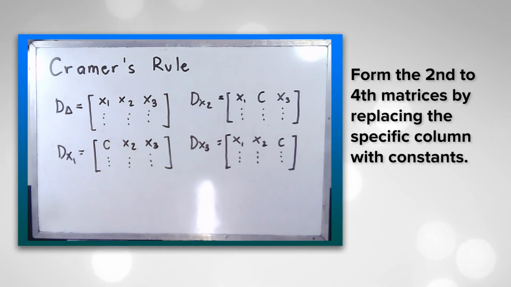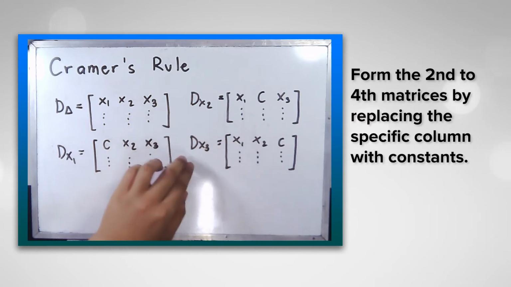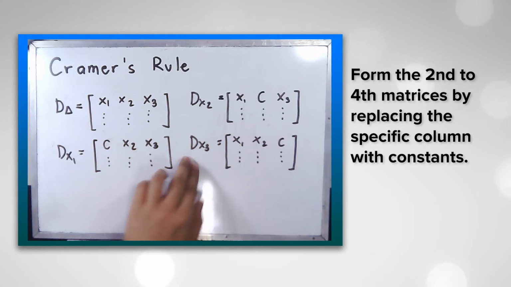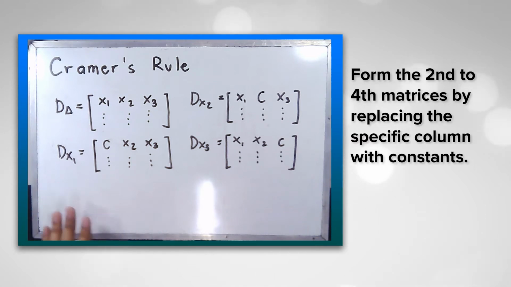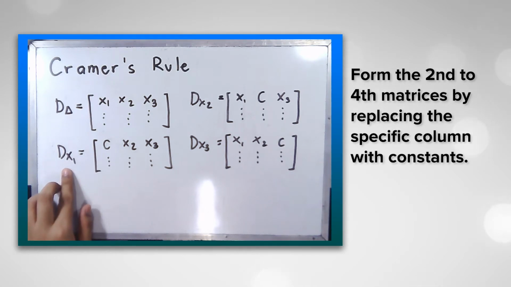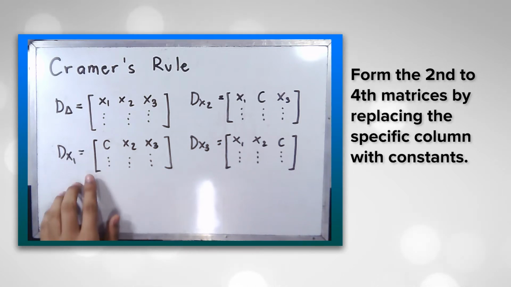And then, let us now form our second, third, and fourth matrices, which are the D of x sub 1, D of x sub 2, and D of x sub 3. These are simply the matrices that will be the numerator for our solution in finding their specific values. So here, as you can see as a reference, D of x sub 1, we are going to look for the value of x sub 1 involving this matrix.